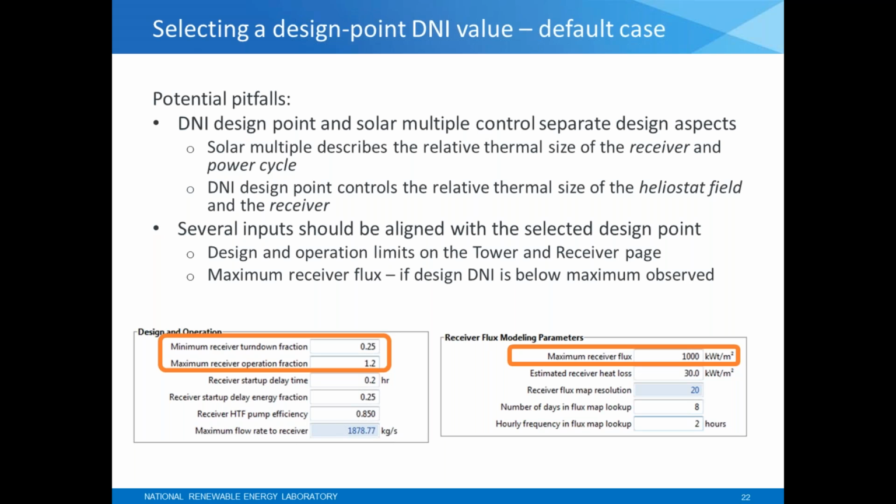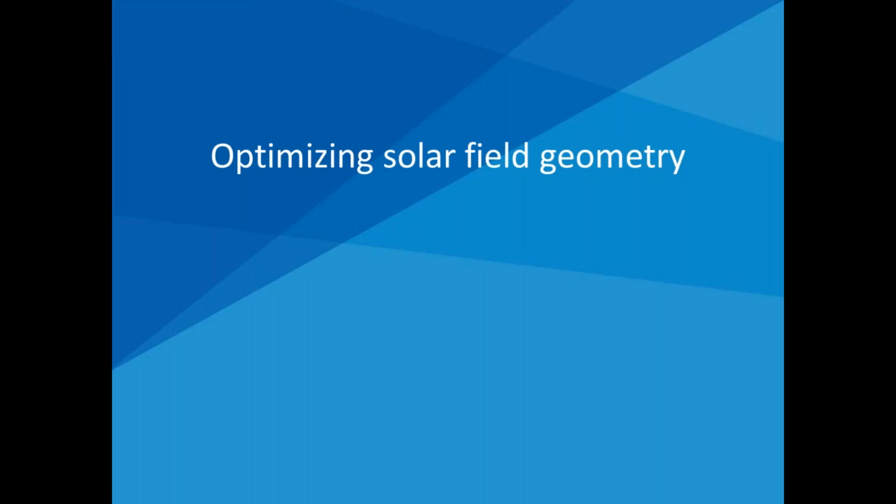That doesn't say anything about how many heliostats you're going to need to get to that 400, but the design point DNI does say something about how many heliostats you need to get to that 400. So these different values are controlling different aspects of the design, and it's important to really draw the distinction because you shouldn't necessarily optimize one without optimizing the other.